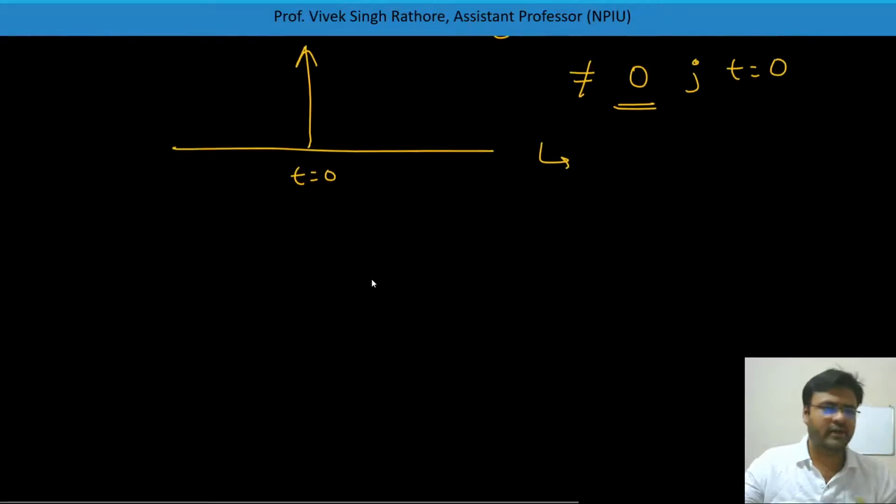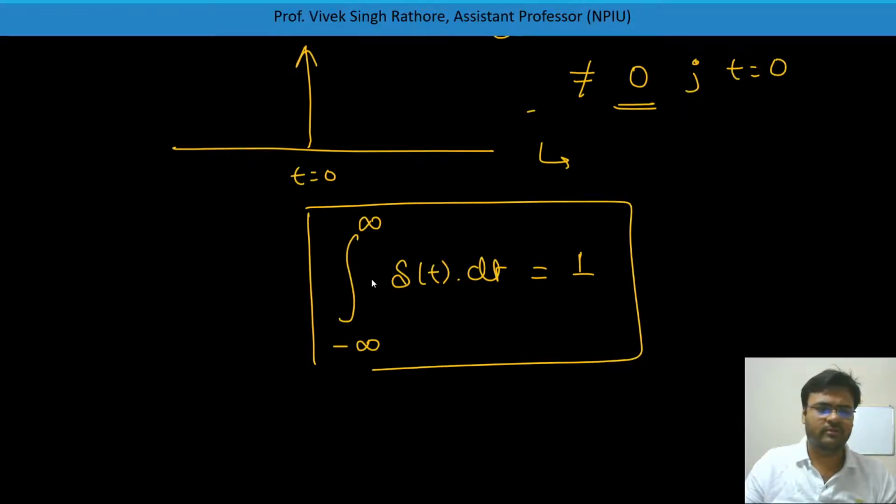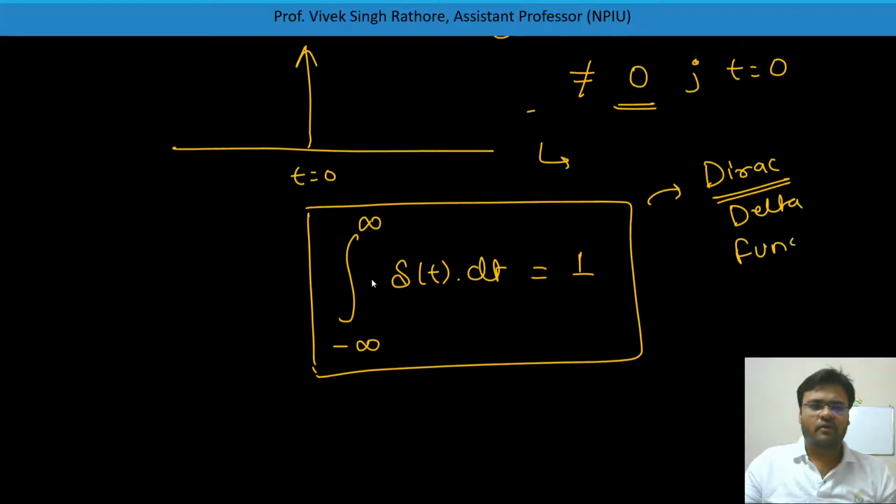If we want to calculate this enormous energy or power, you need to do the integration from minus infinity to infinity of delta(t) dt. When you do the integration of this, you get the enormous amount of energy. Actually this was proposed by Dirac, so it is called the Dirac delta function. So these are some elementary signals.